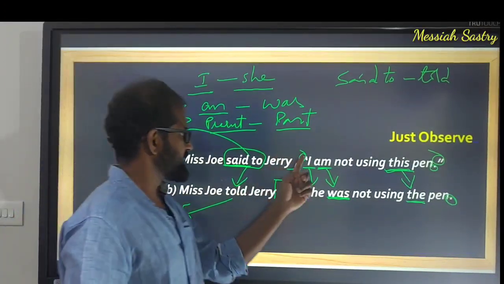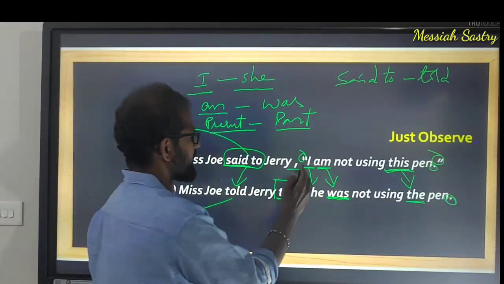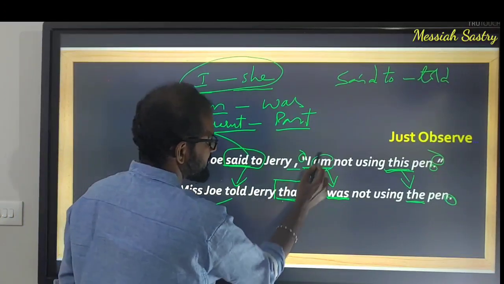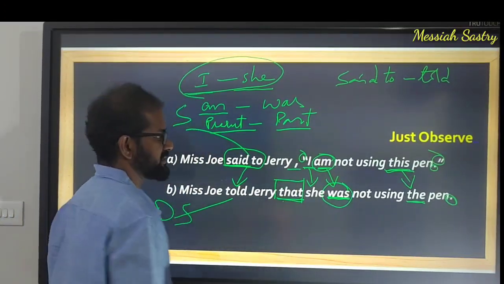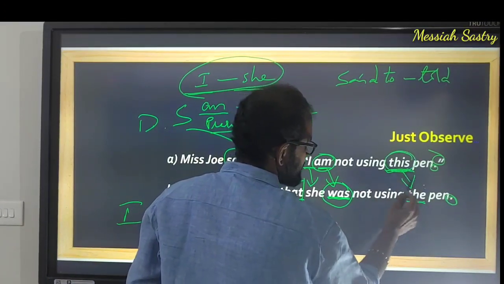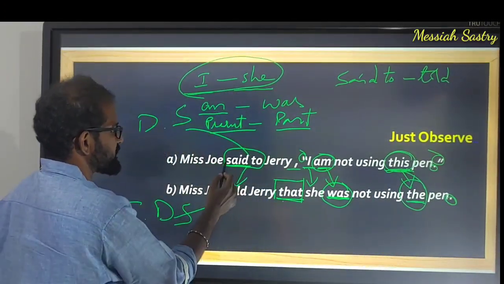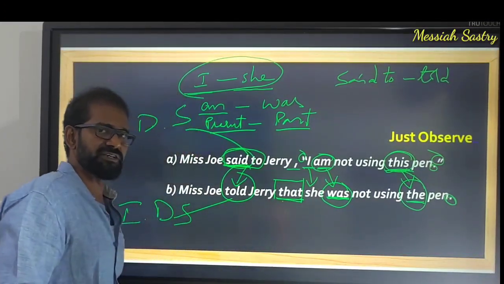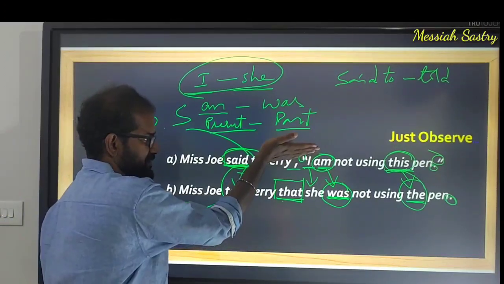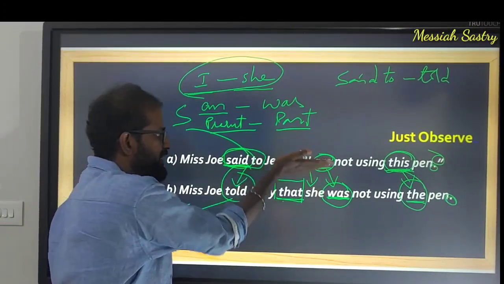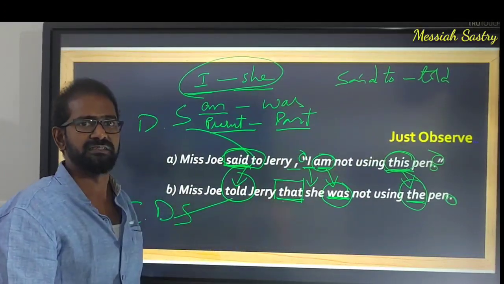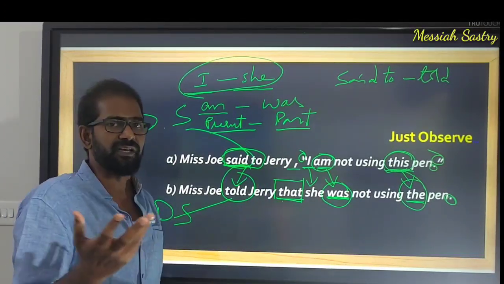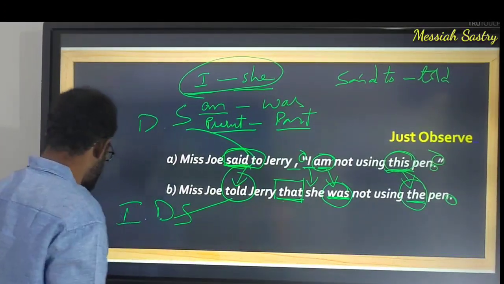Once again: change of punctuations, change of personal pronouns, change of tense, change of place, change of reporting verb, and using an appropriate conjunction. So in order to change from direct to indirect, we need to know all these changes. If we are familiar with these changes, then we can change direct to indirect. Let us take another example.